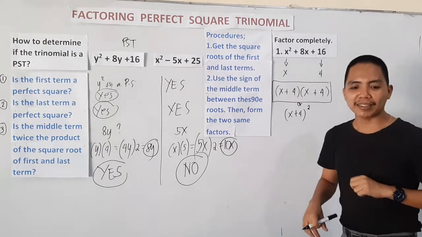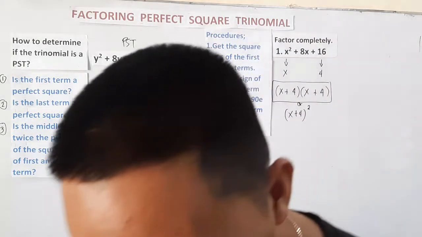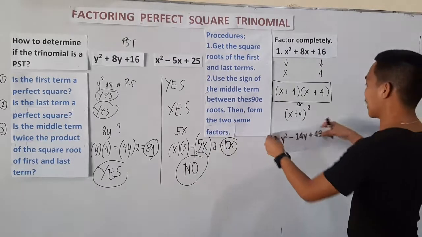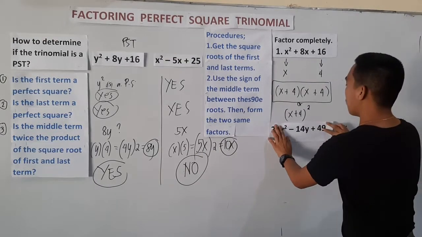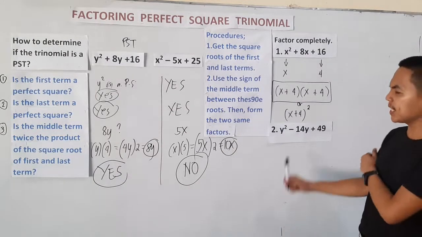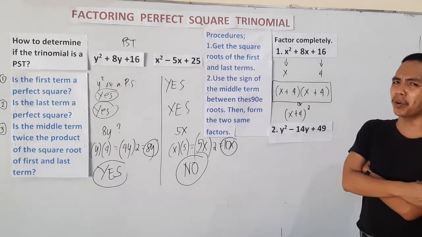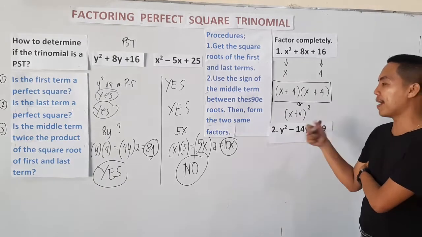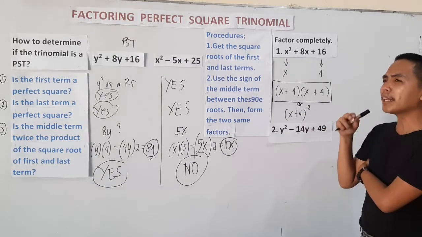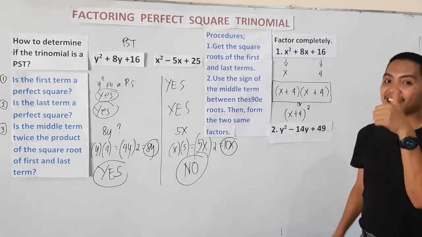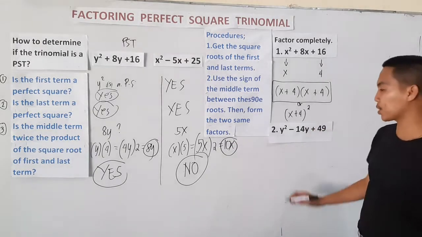Alright, let's try another one. Let's have number 2. Okay, number 2. Y squared minus 14y plus 49. Is this a perfect square trinomial? Yes or no? Y squared, that's y. 49, 7. Tama, yes. Y times 7, 7y. Times 2, 14y. This is a PST, so let's factor this one.